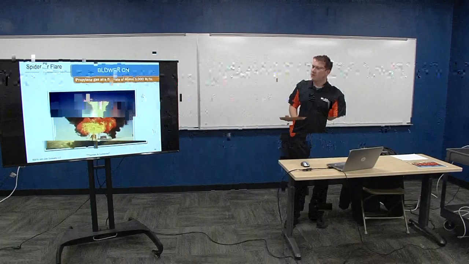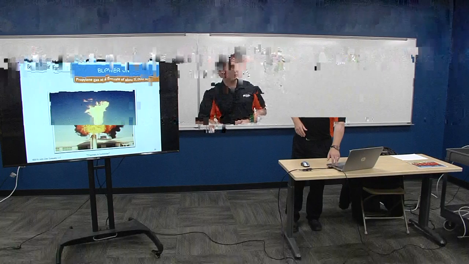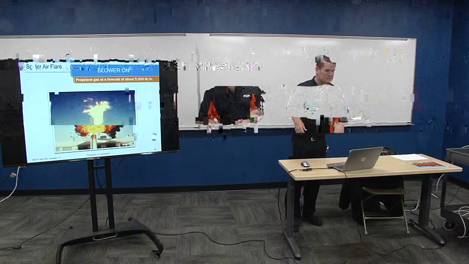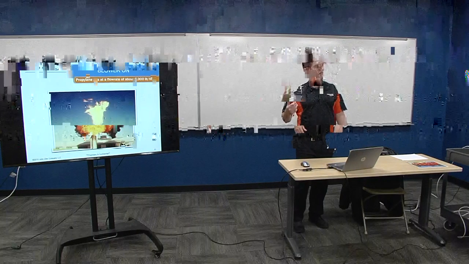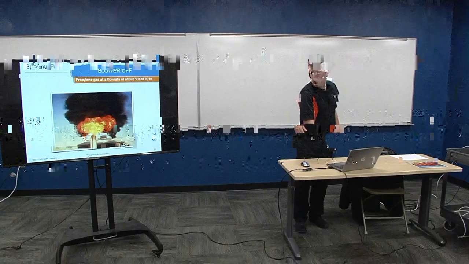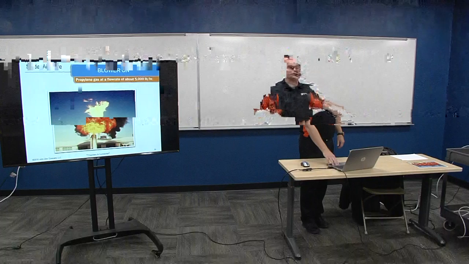So we can still even clean up this propylene with air. You just turn on the blower, and it changes the shape of the flame. The smoke goes away. This is actually the same test, just blower on, blower off. This is the blower on photo. Again, that's the blower off. So you can see the effectiveness of getting enough air to the middle of that gas stream.